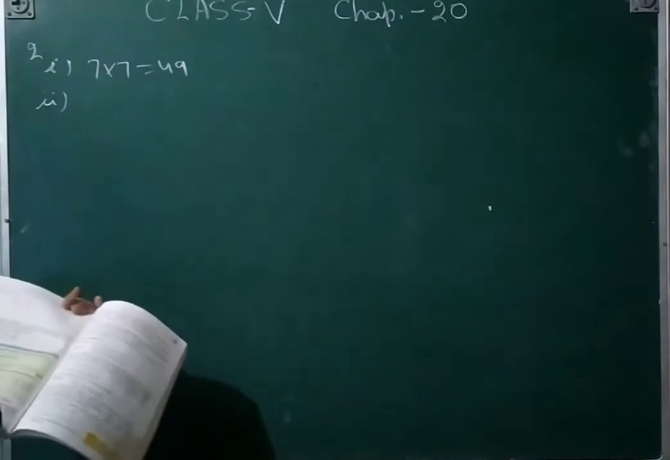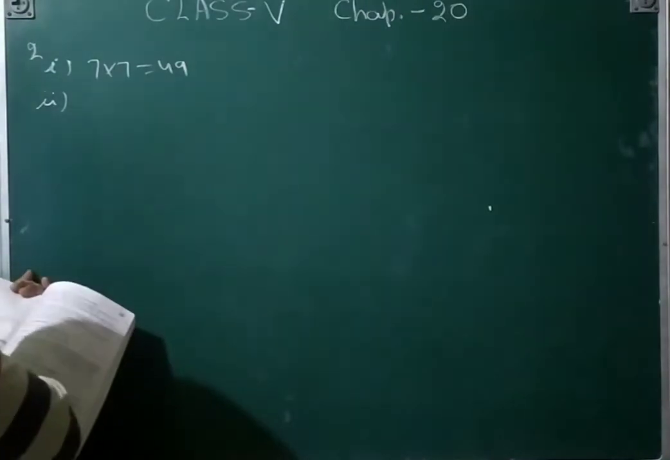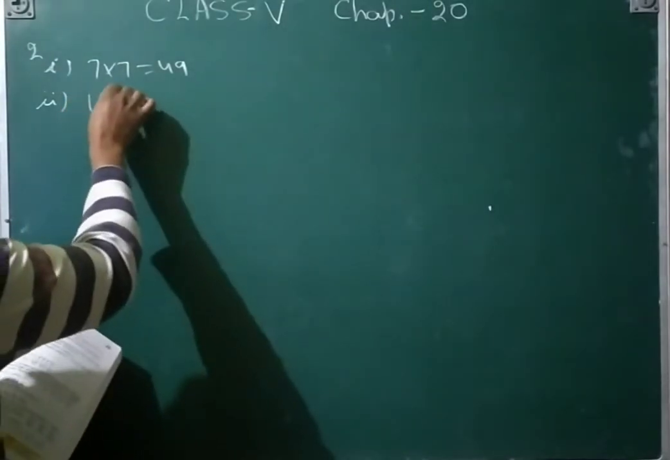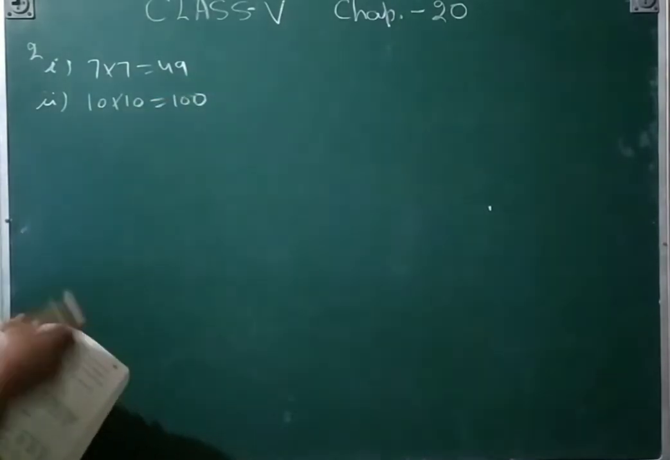And then the next one given, that is 10 terms. That is given: 1, 2, 3, 4, 5, 6, 7, 8, 9, 10 terms are given. So 10 into 10 is equal to 100. That will be the answer.